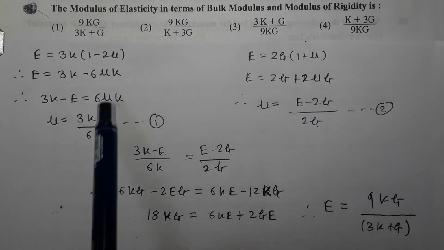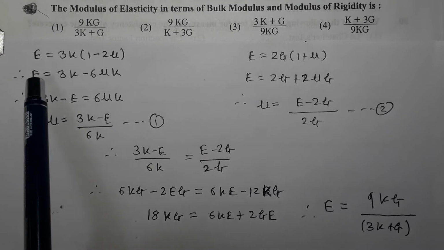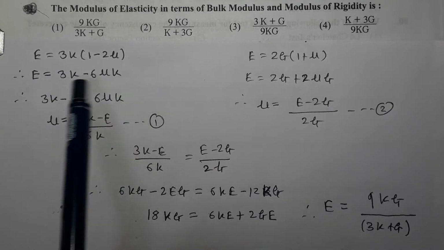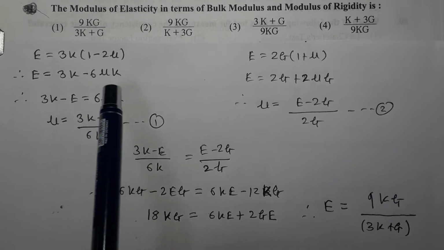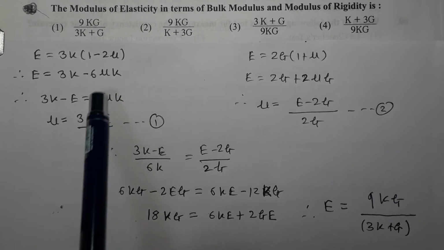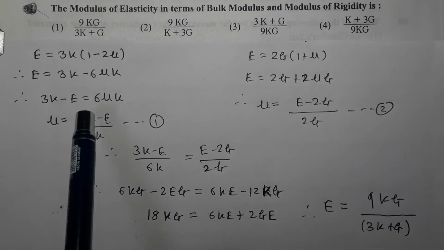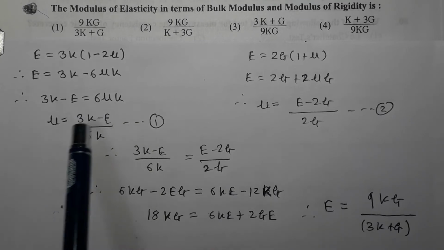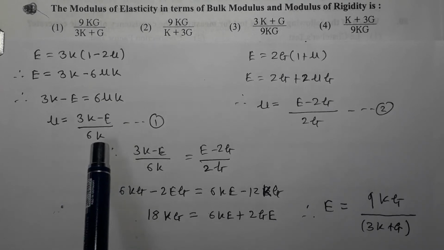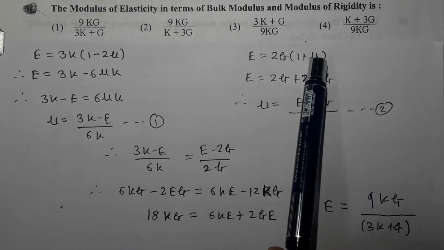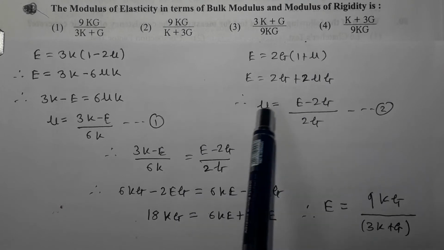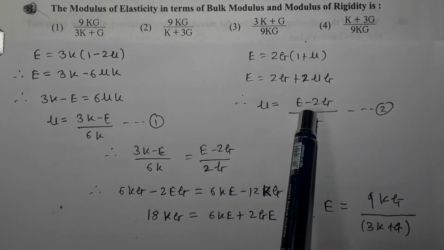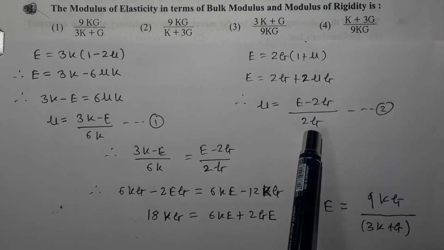So if I simplify it further, then E is equal to 3K. Now multiplying each term by 3K, we get this relation. And then if I keep 6 mu k on one side and rest of the terms to the other side, I can get a relation between mu and the remaining terms. Mu is equal to (3k minus E) divided by 6k. From the second relation, again I am using the same trick because I want to eliminate mu. So mu I will be getting as mu is equal to (E minus 2g) upon 2g.